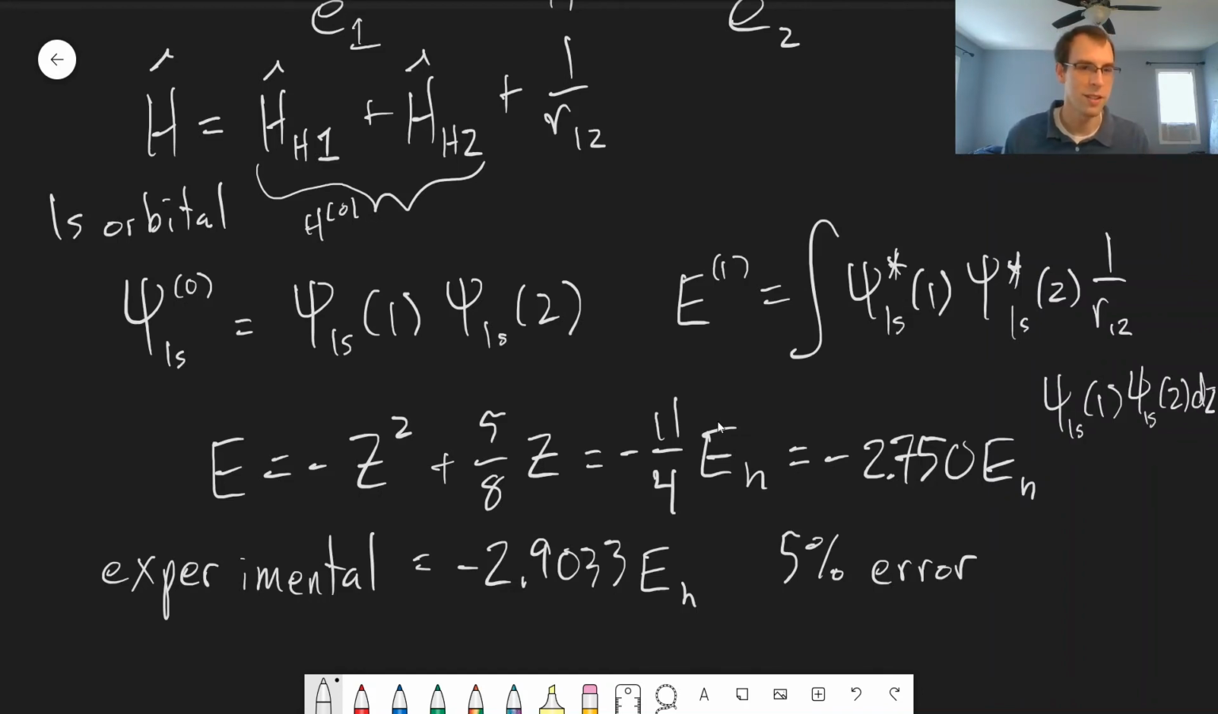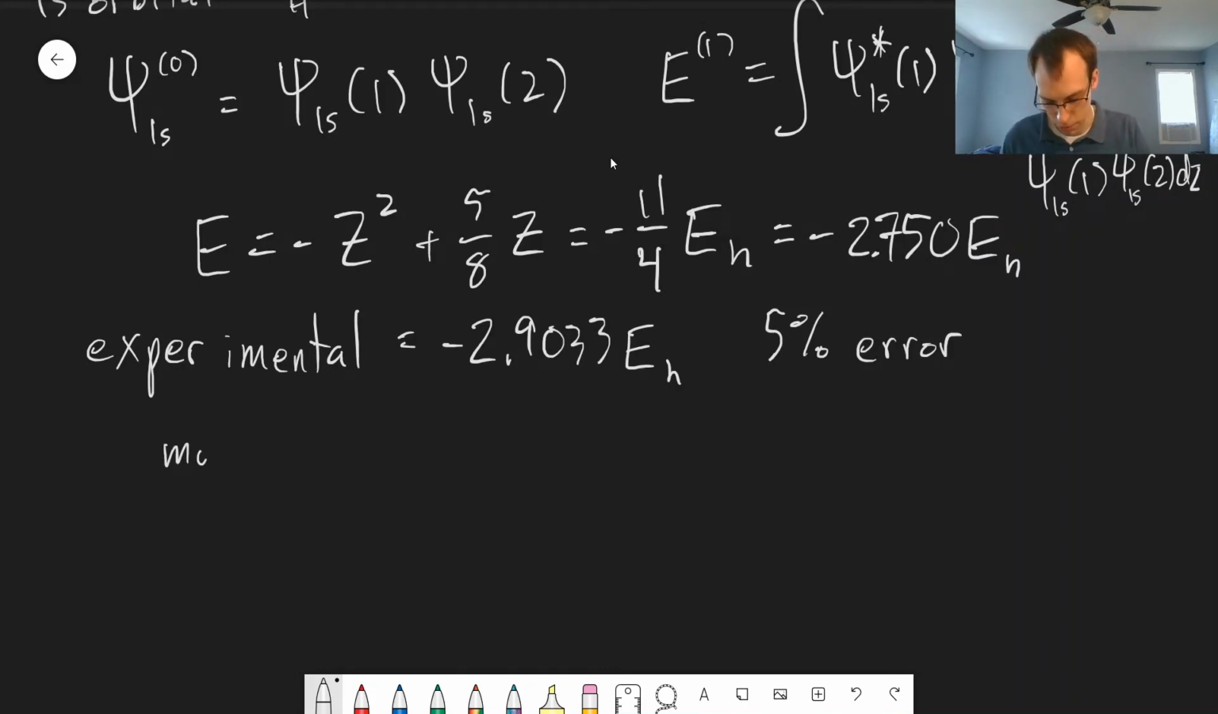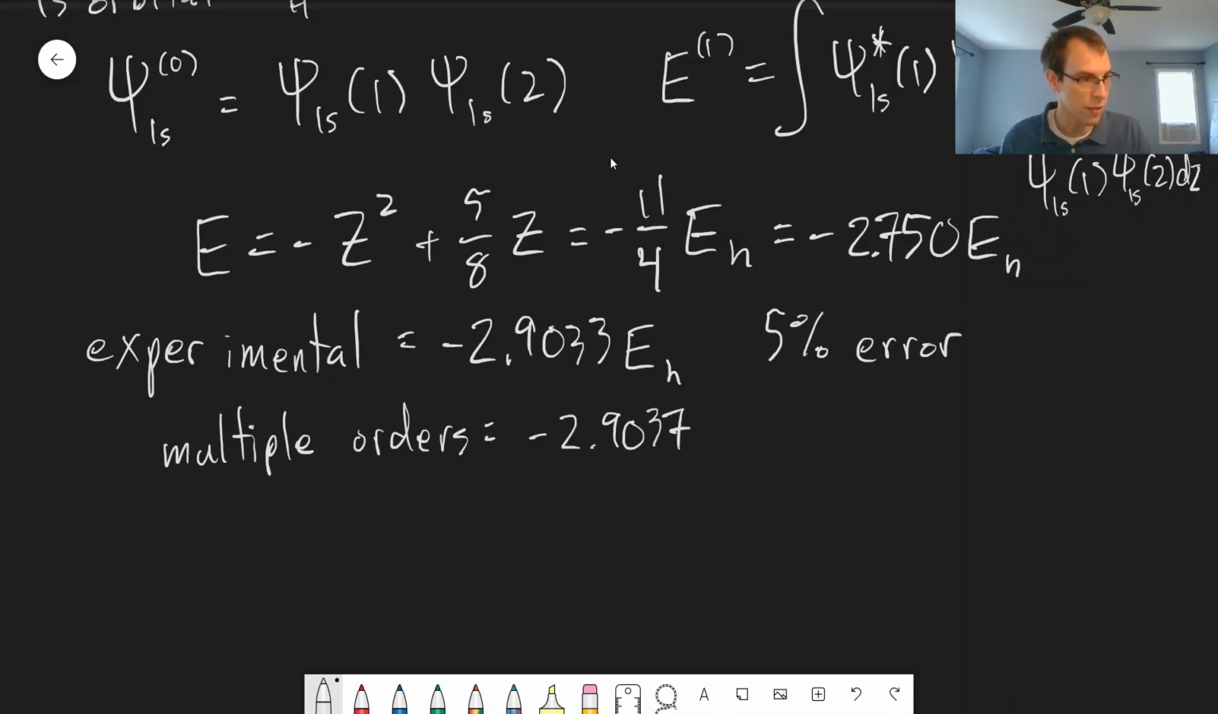So this approach is not going to work. What we can do is use. So we just did first order perturbation theory, and as we talked about briefly, we can go to higher orders, and we can use the same approach with higher order perturbation theory. If we do multiple order perturbation theory, it takes a lot more work, but we can get a much better answer. We get minus 2.9037 Hartree. A lot closer, but a lot more work.